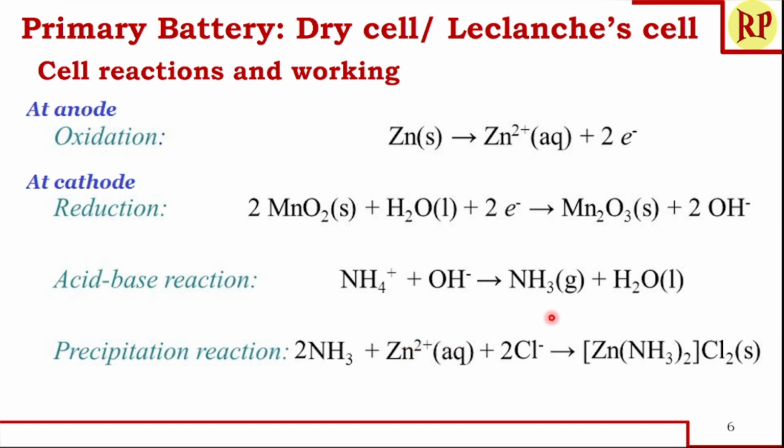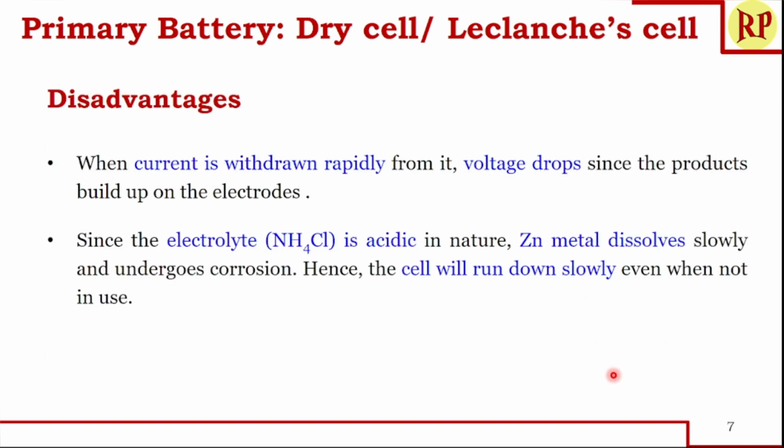So the zinc chloride will take up this ammonia gas to form a complex, and this complex is solid in nature. Where this forms is around the electrodes, that is, the anode and the cathode, especially the cathode, which is in the center, so around it this product will be formed. What this is going to do, we'll be seeing in the next slide.